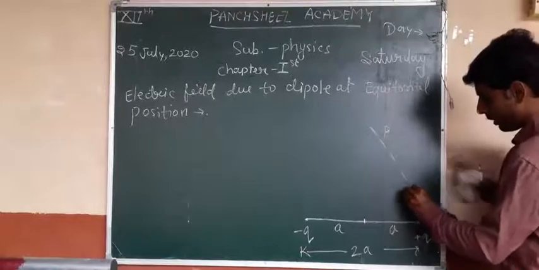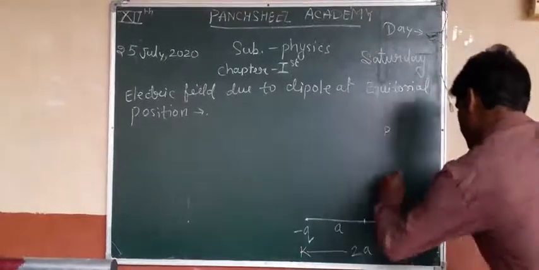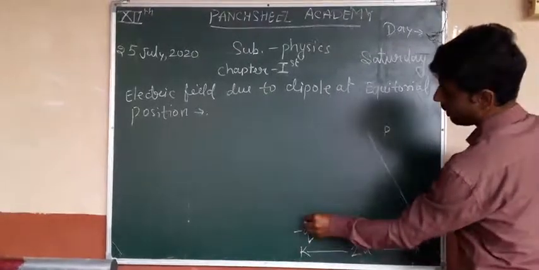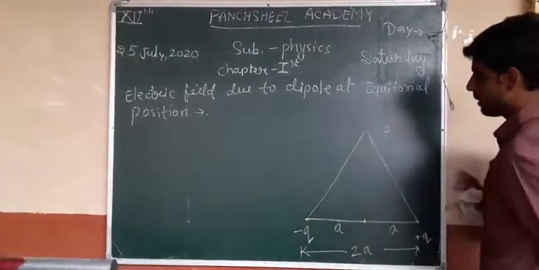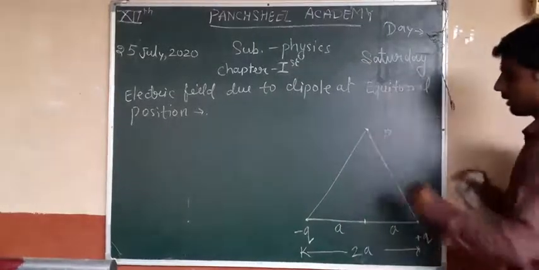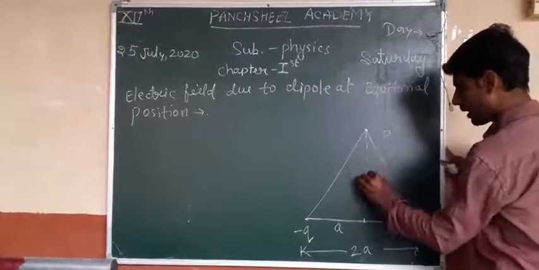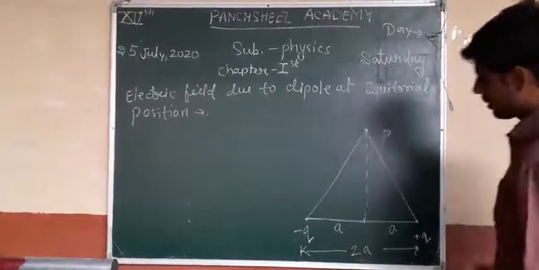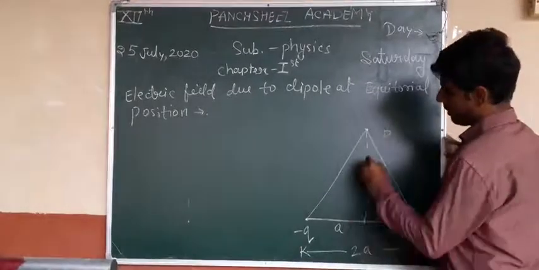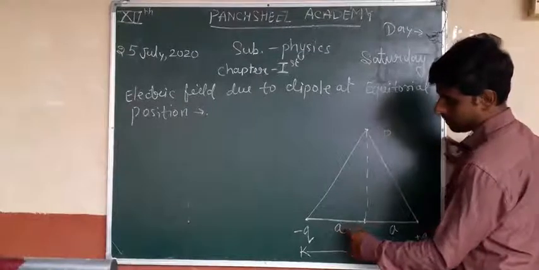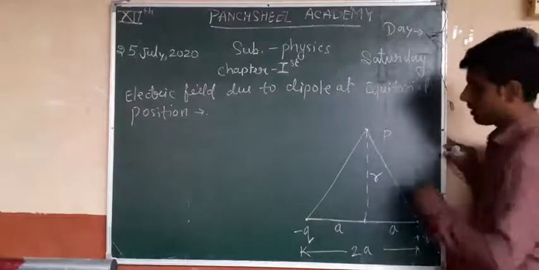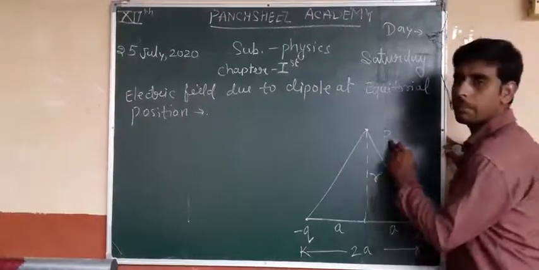If I join this point, and if I join this, this is the P point. And if I take a perpendicular on the electric dipole, now this is A, and suppose small r is the distance between the midpoint and P point.